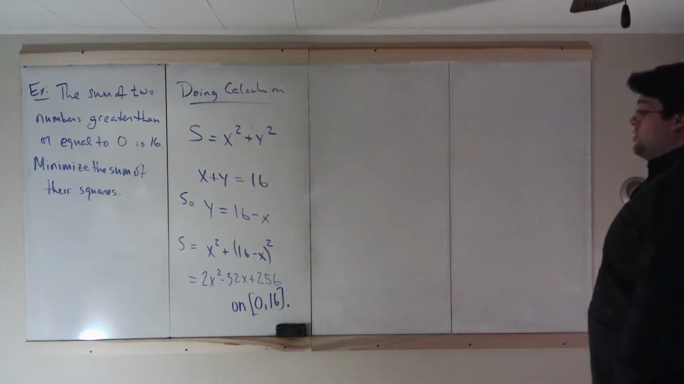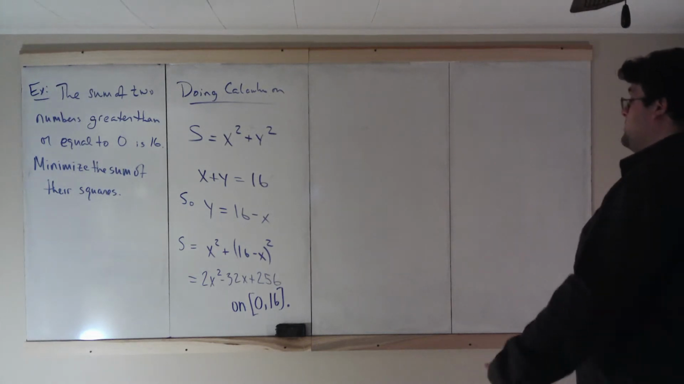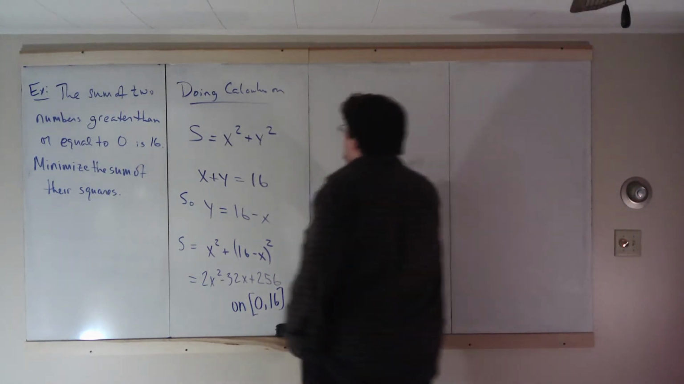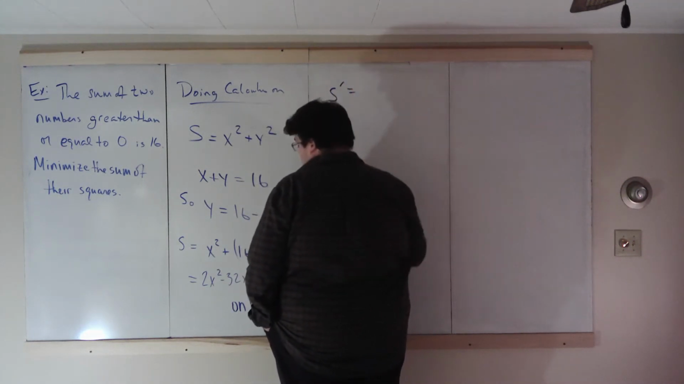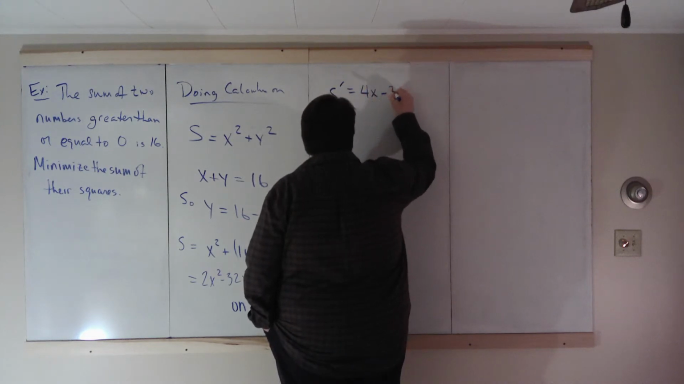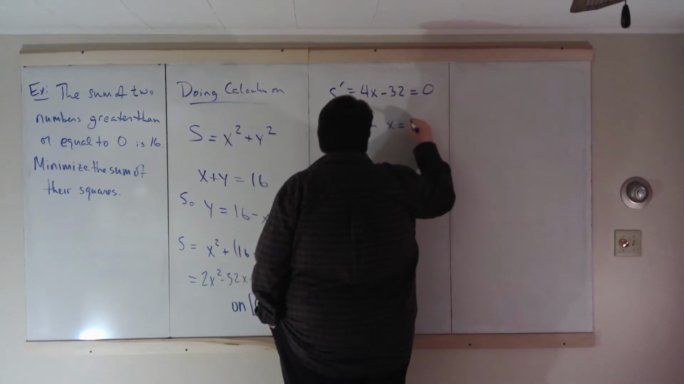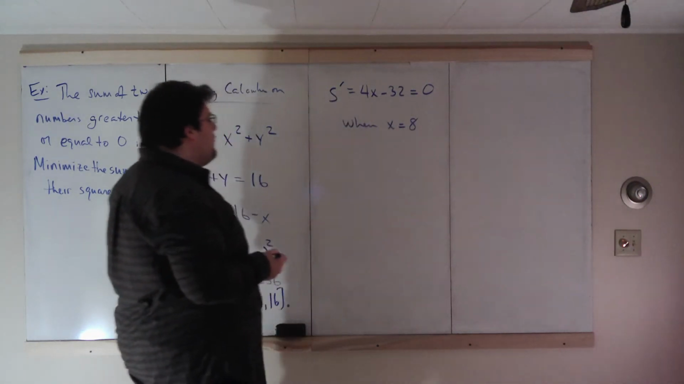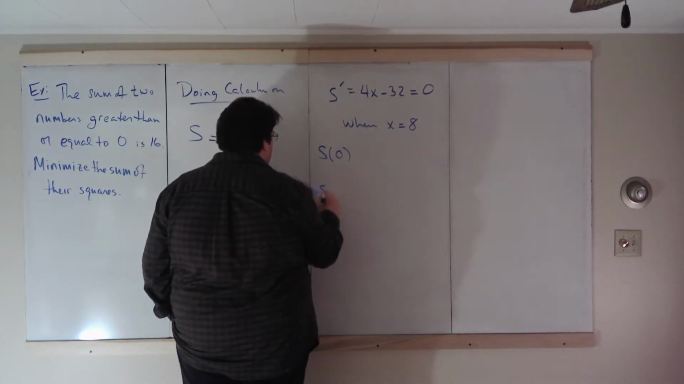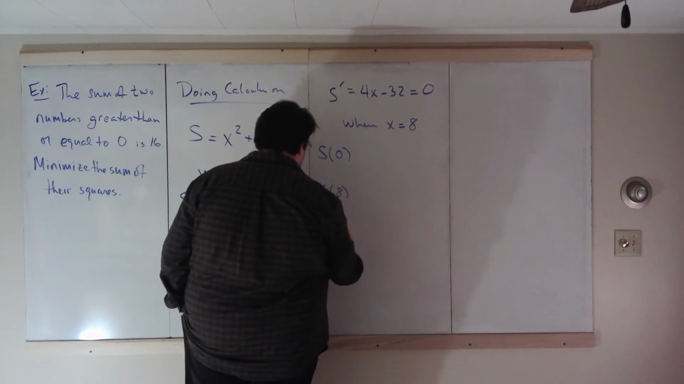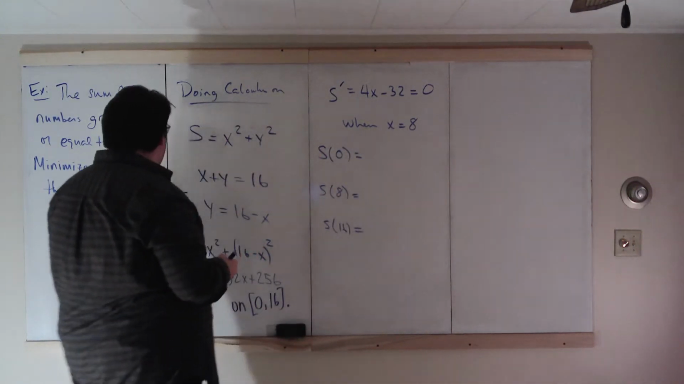So we have our function that we're trying to, in this case, minimize on the interval 0 to 16. Well, let's do our calculus. We know the minimum is going to occur at a critical point or an endpoint. So derivative is what? 4x minus 32. We want to set that equal to 0. That's 0 when x equals 8. So now we need to compare the sum evaluated at the endpoints and the critical points. So at 0, at 8, and at 16.